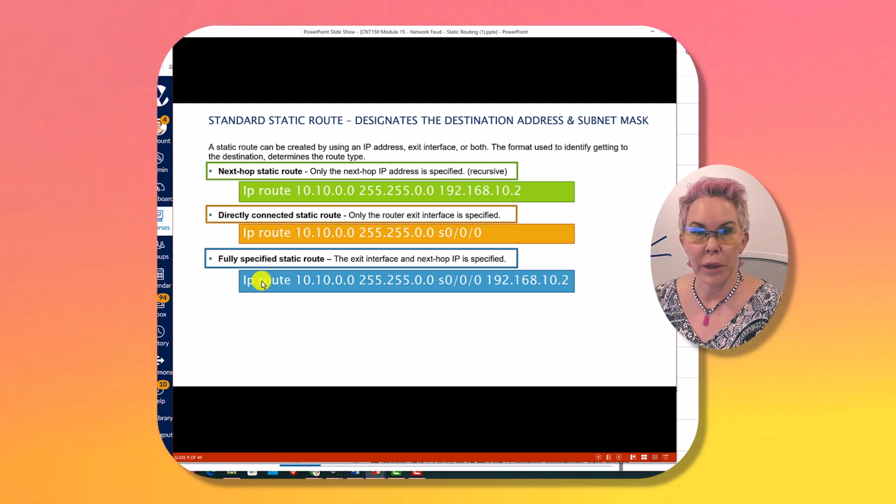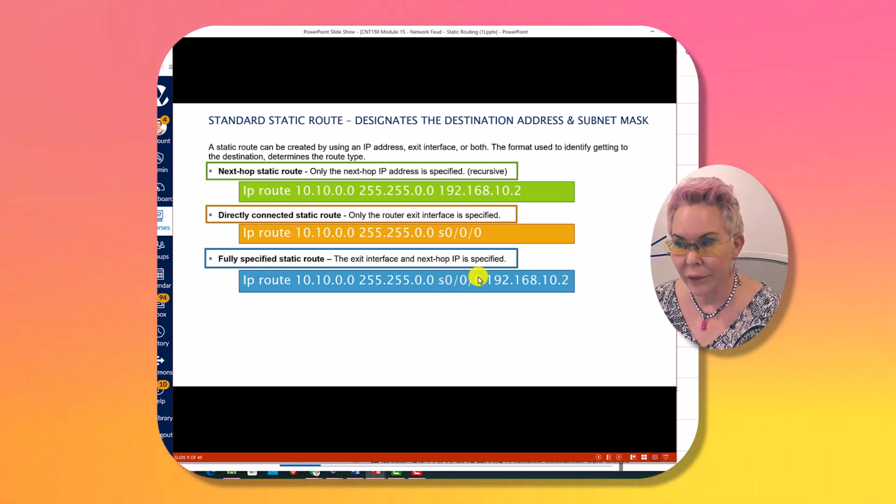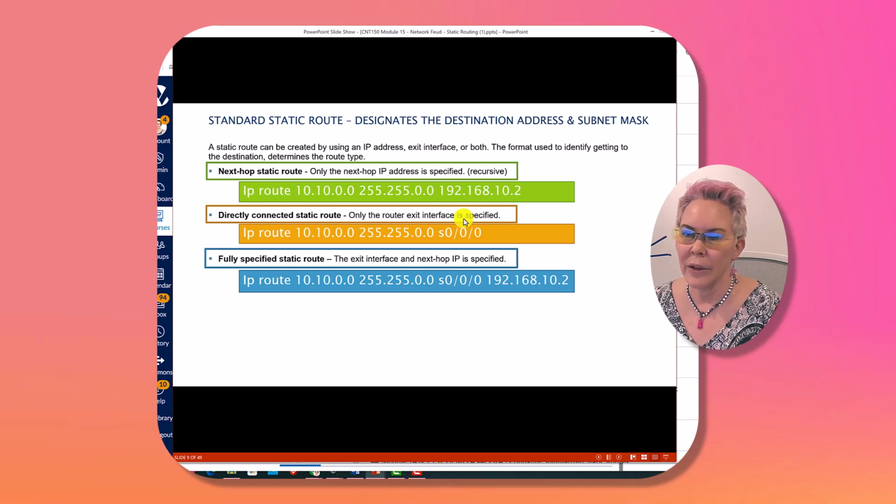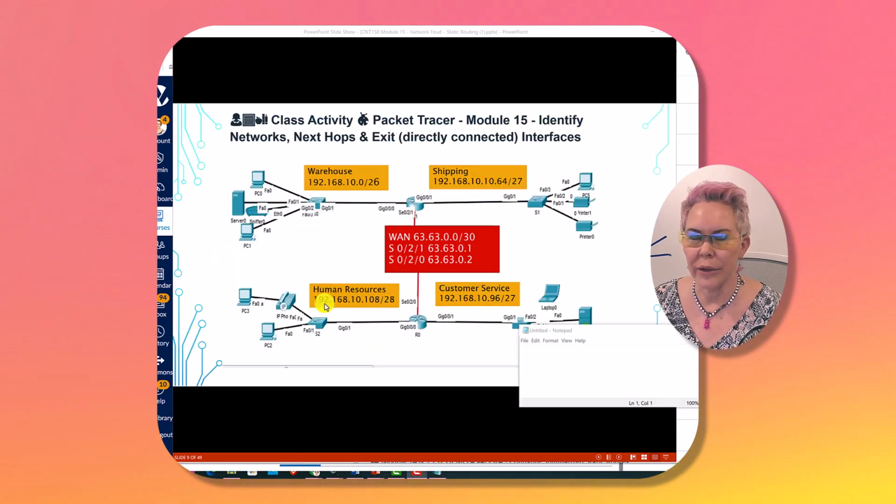Here we've got IP route, 10.10.0.0, 255.255.0.0, the exit interface, followed by the next hop address. And all three of these are going to get that packet to the same destination. It's just a different way to write it. Let's take a look at some of these terms that we were talking about.